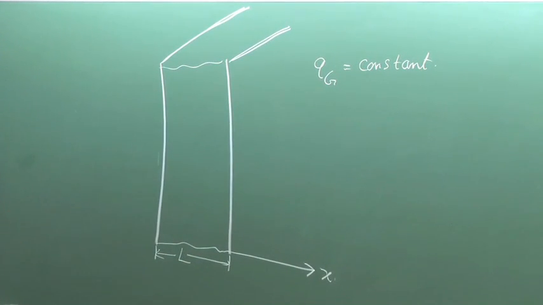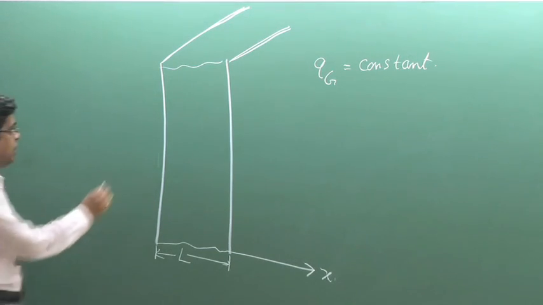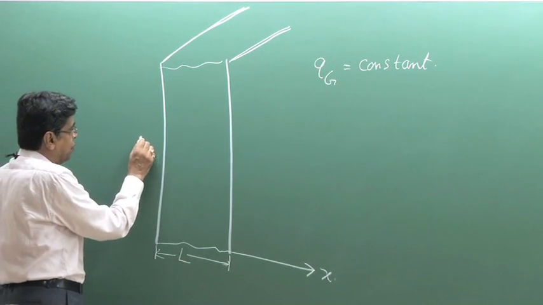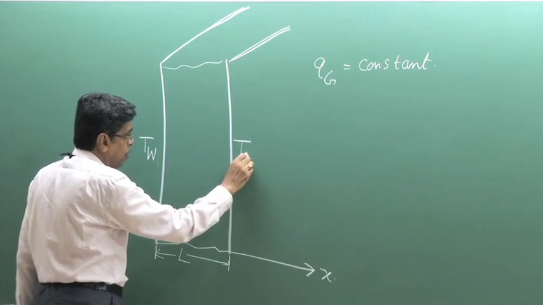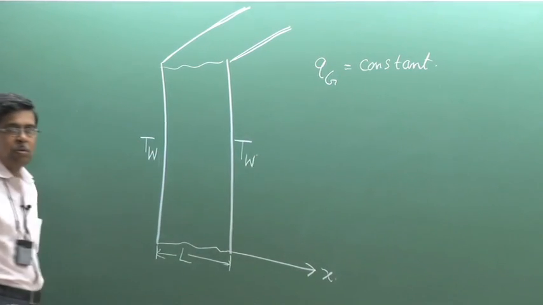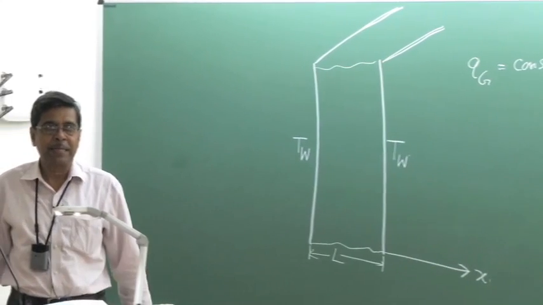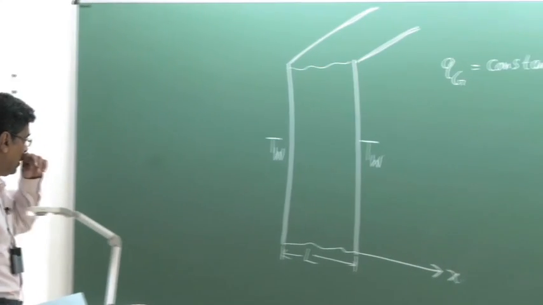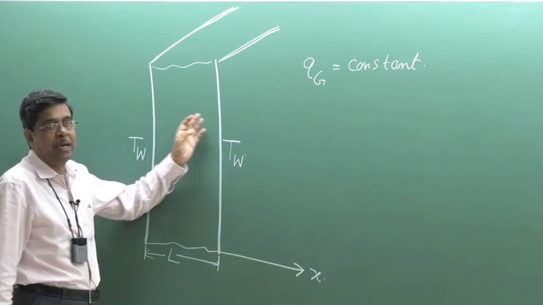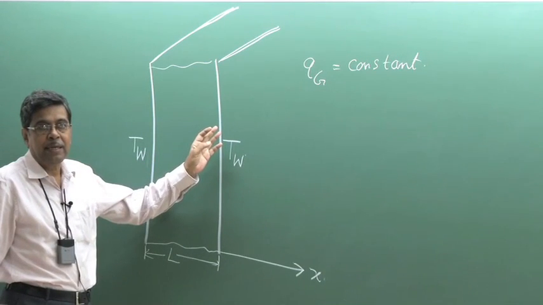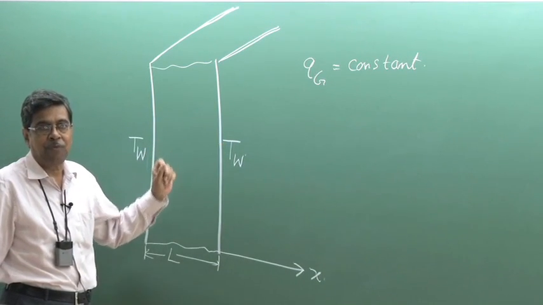Now, the boundary conditions are prescribed like that. The walls, both the walls, are kept at a temperature Tw. Now, we are interested in finding out the temperature distribution and the heat flux.